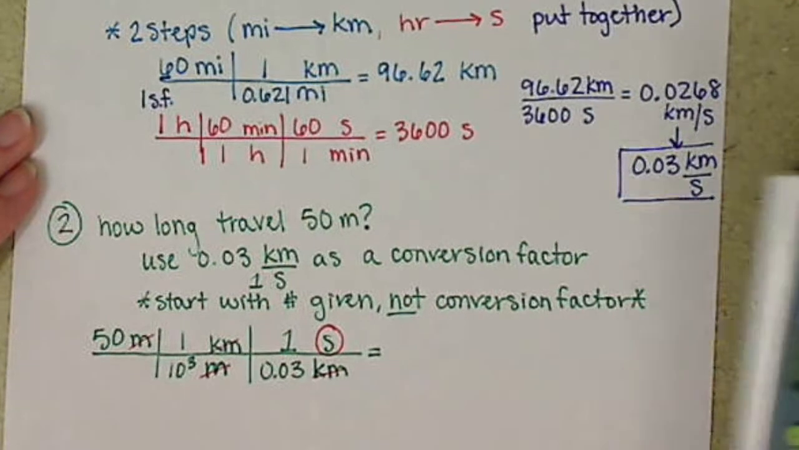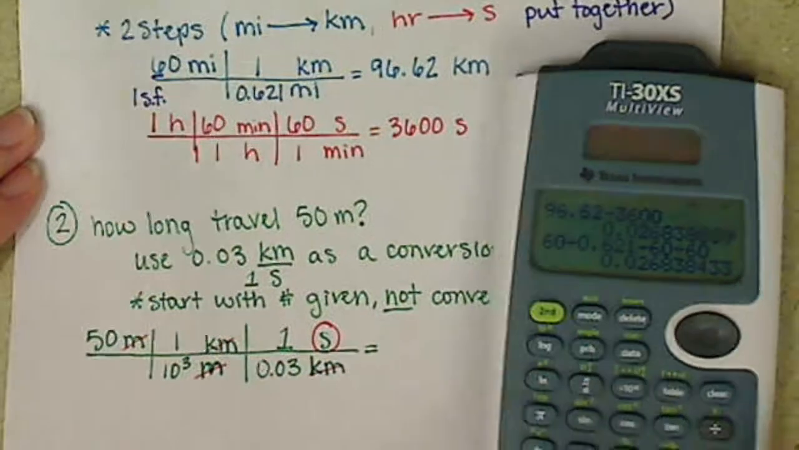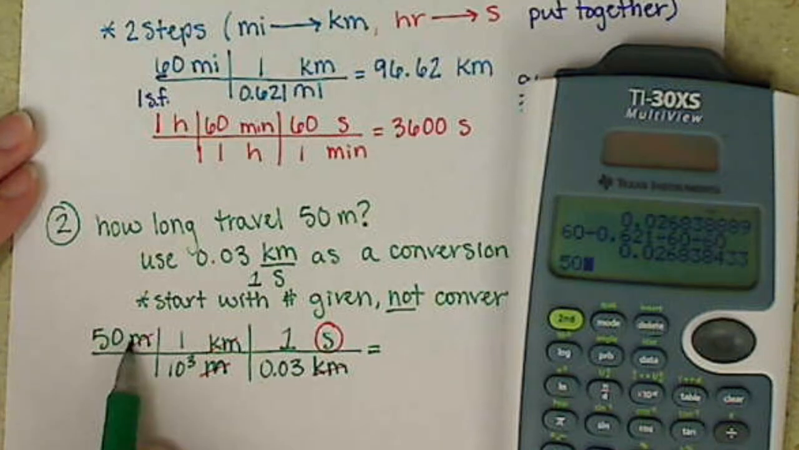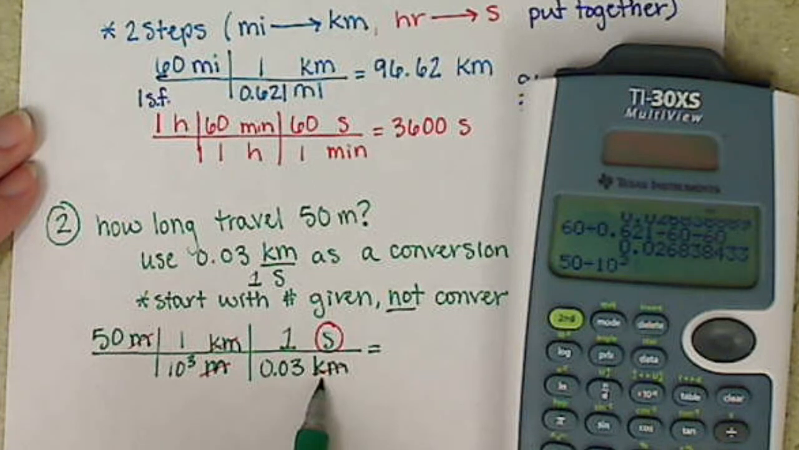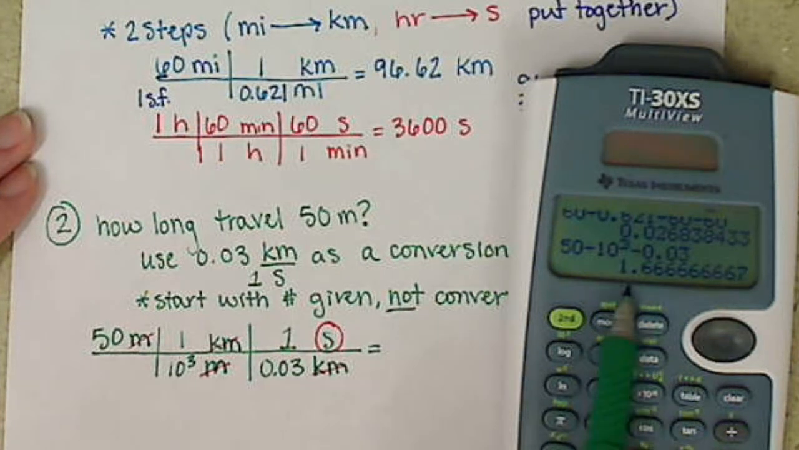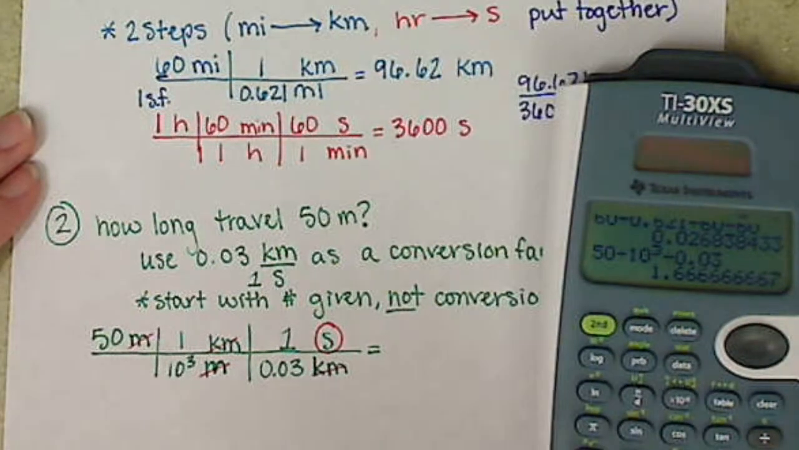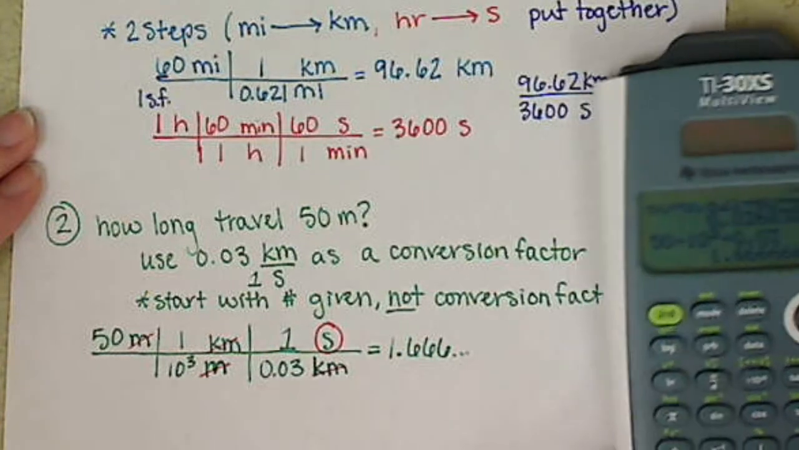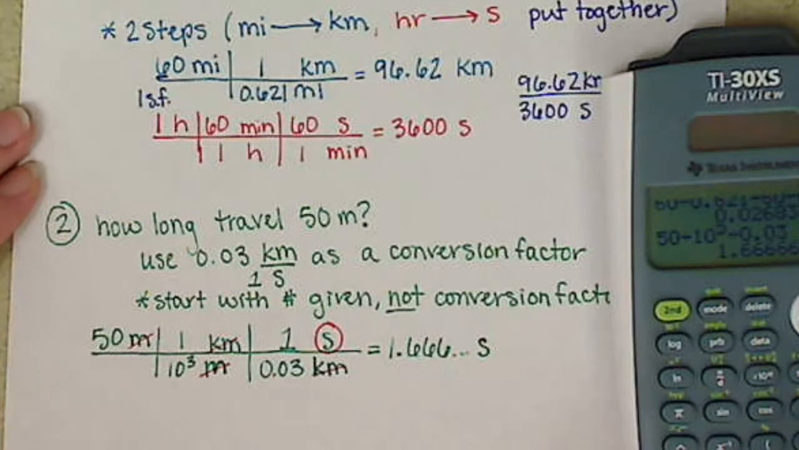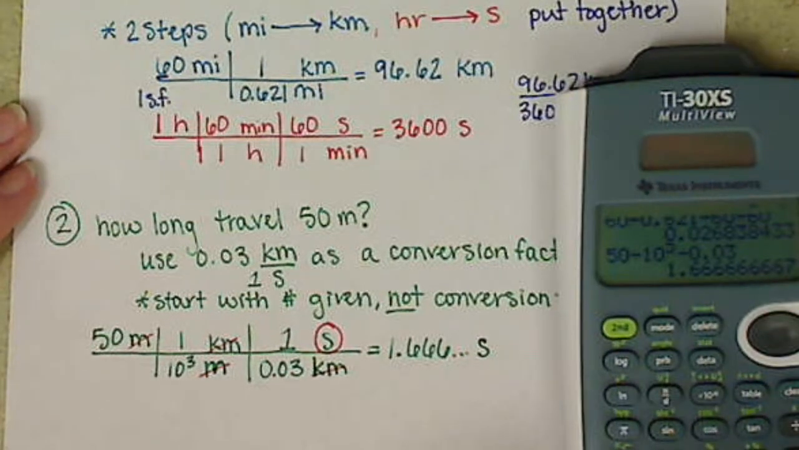So we can plug this into our calculator. We have 50 times 1 kilometer divided by 10 to the 3. Then we have times 1 second divided by our 0.03. So our calculator gives us 1.66666666667. Okay, so 1.66667. That's our seconds. That's our calculator given answer.